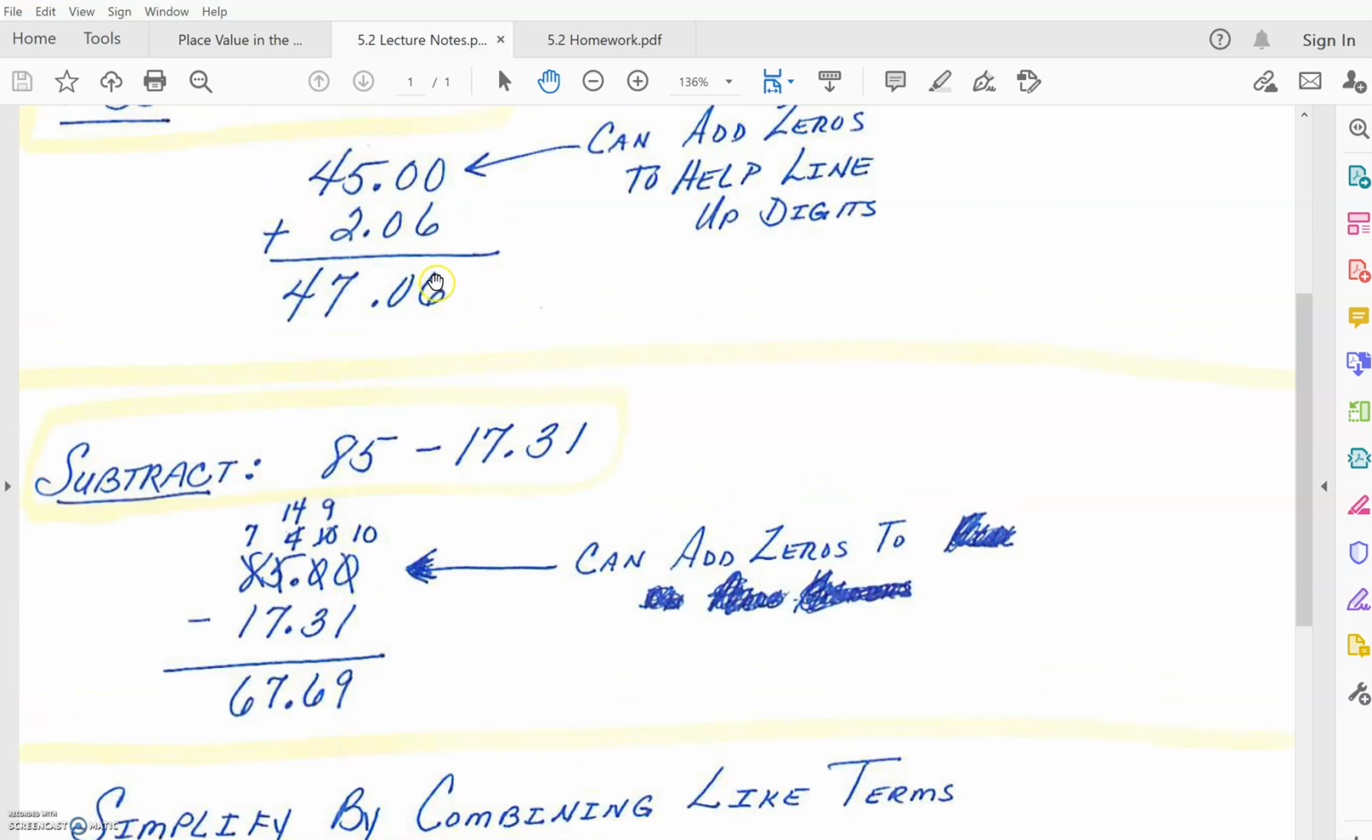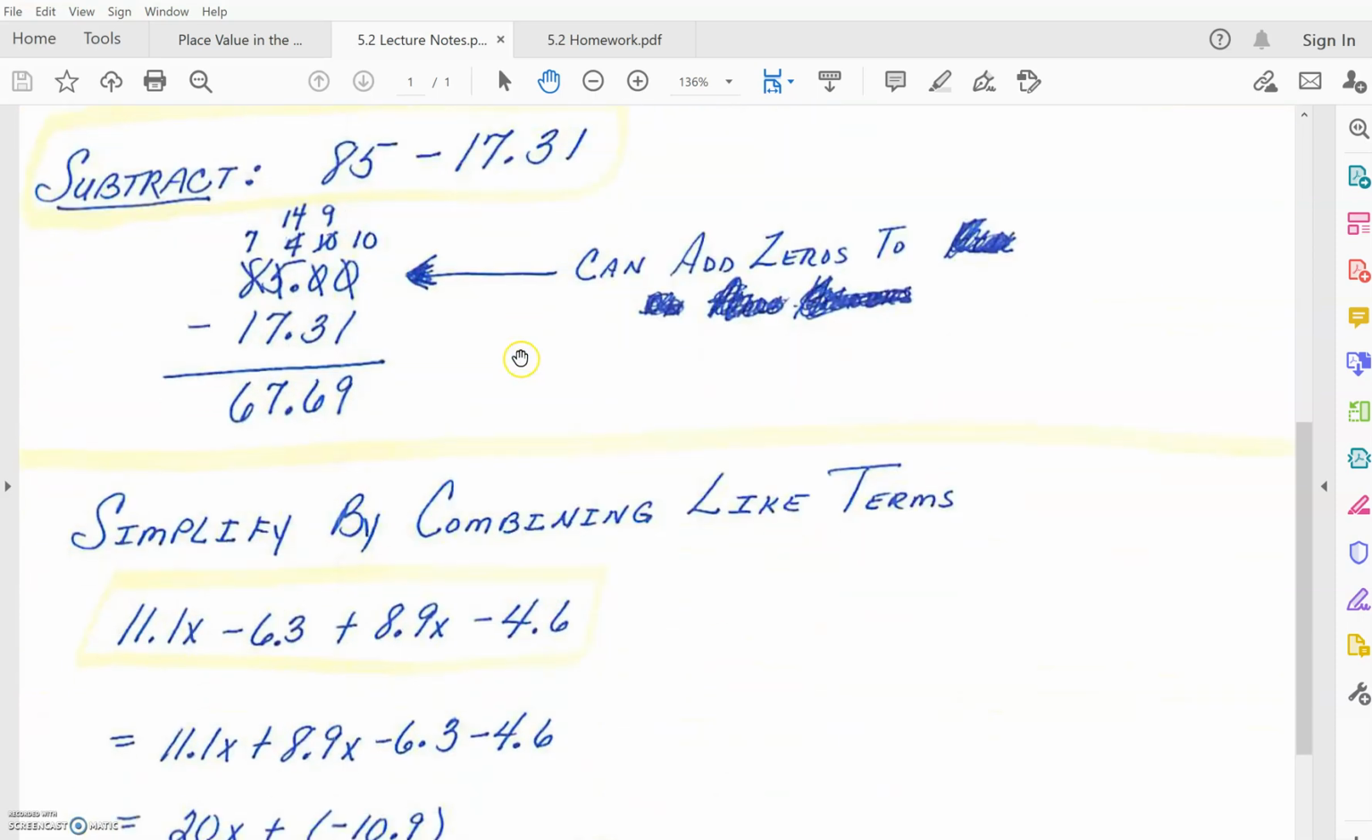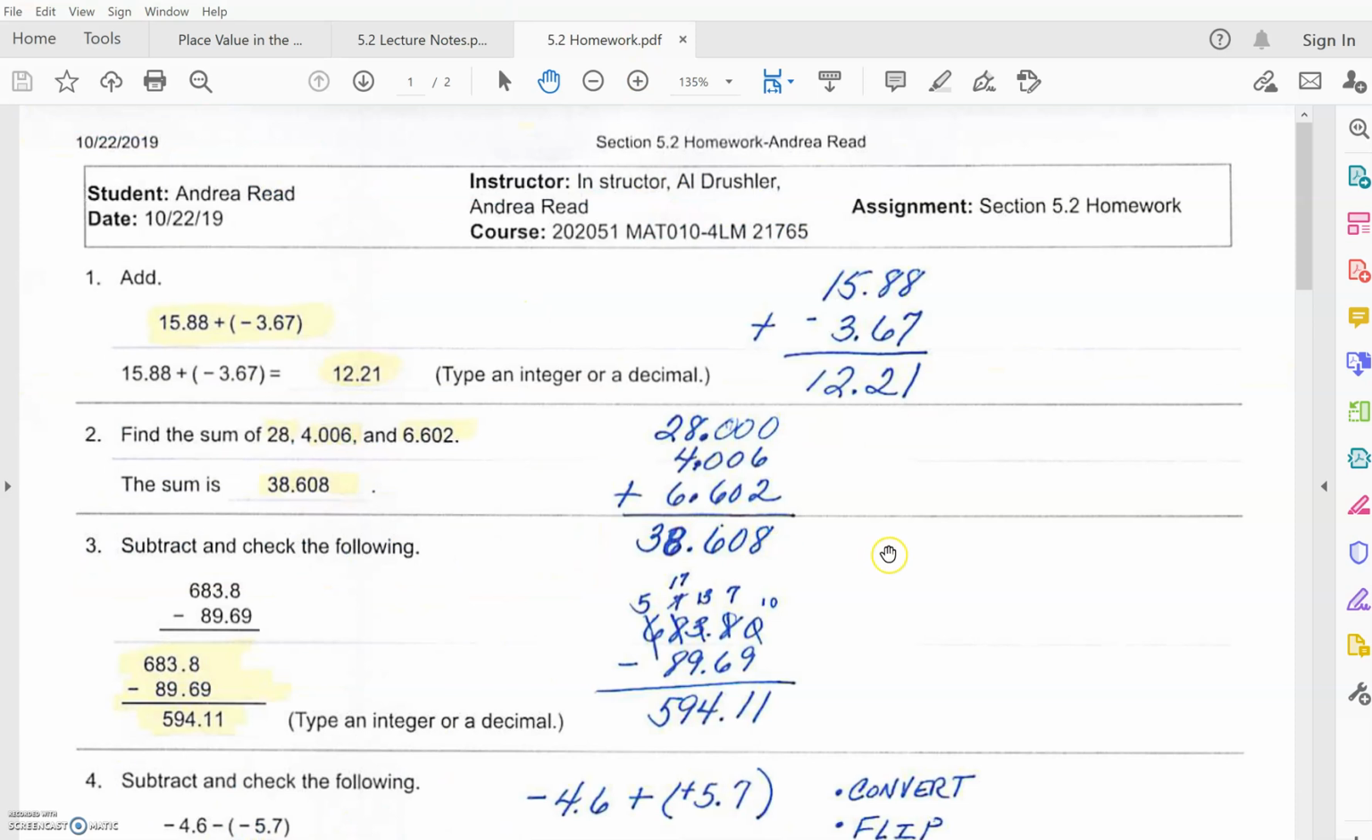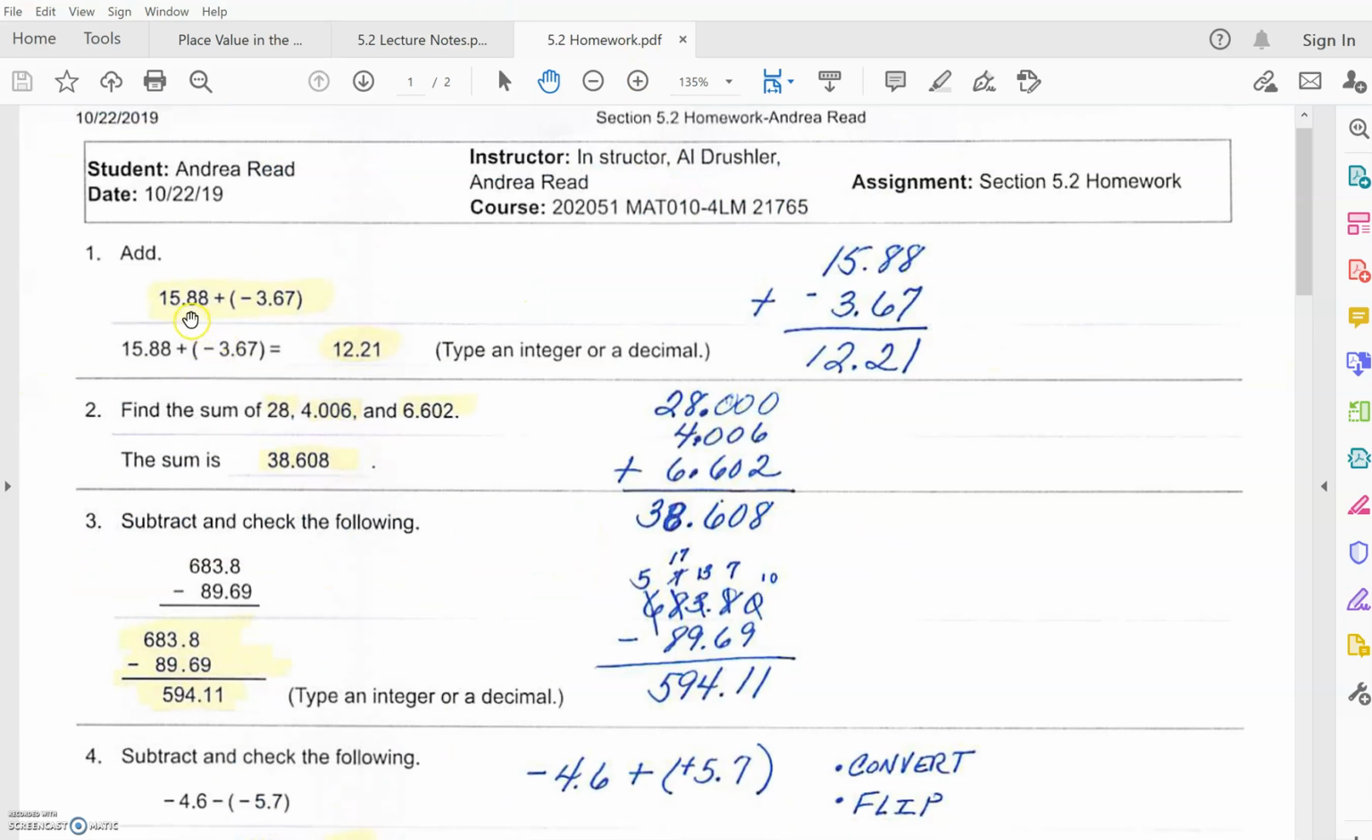Is that what I'm requiring of you? No. When you go into your actual homework assignment, you'll see that for number 1, you have 15.88, and you need to add that to the negative 3.67. So you can see off to the side here, I show you if you do it longhand. However, you can enter it just into your calculator. The only thing you need to be concerned with is your rules. And the rules for this are: opposite sign, subtract, and take the sign of the larger number.